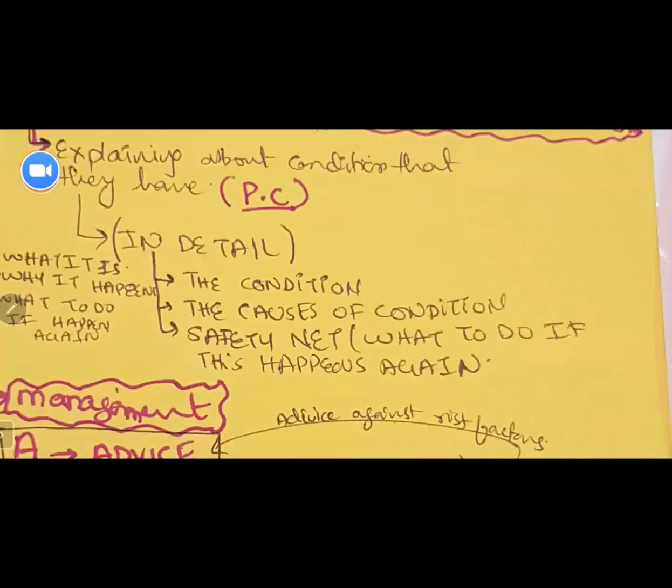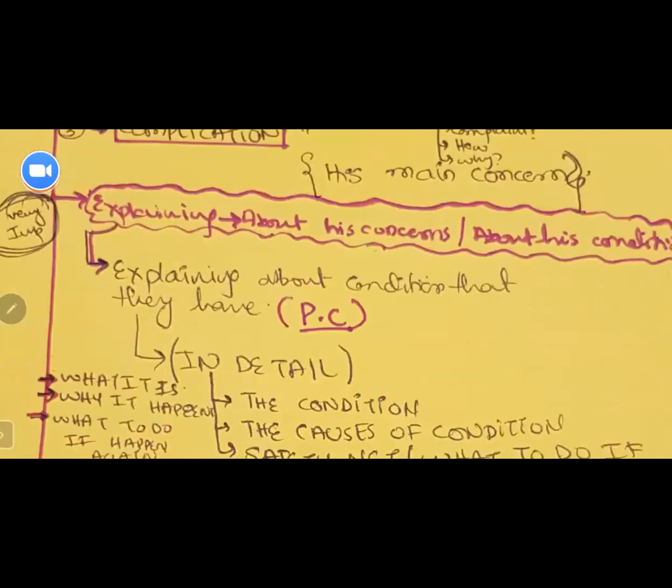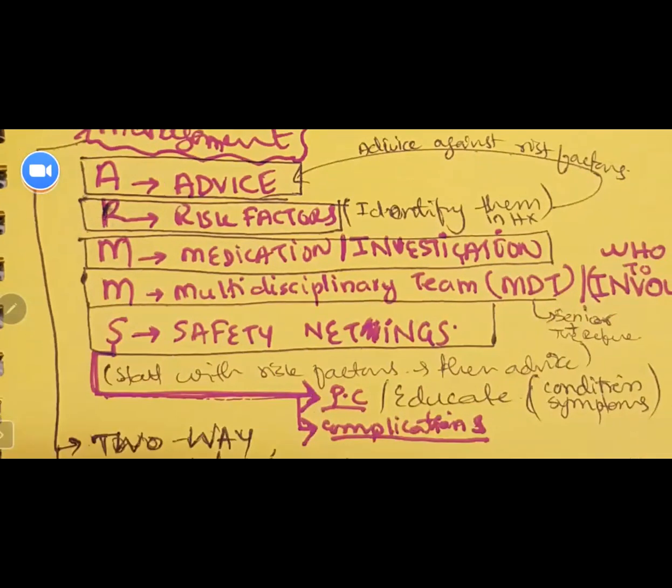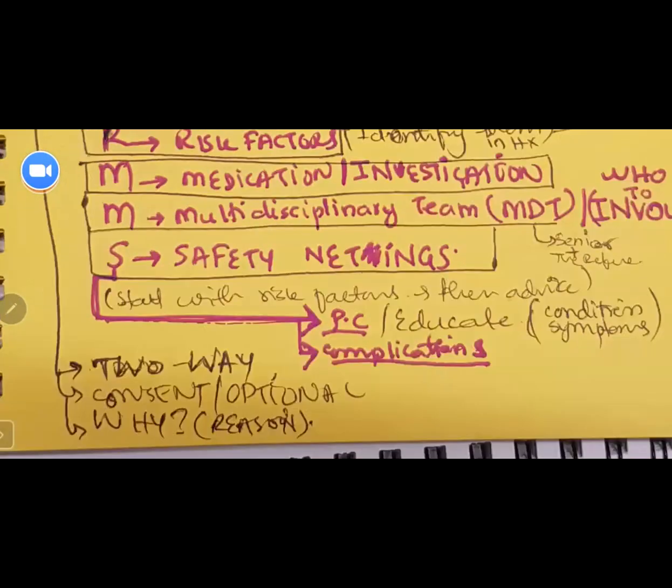Then explain to them what they have right now and why they have it. And then we're going to do management, where we're going to advise them, talk about the risk factors, do the medication, involve a multidisciplinary team, and then go for safety net. Always have a two-way conversation.